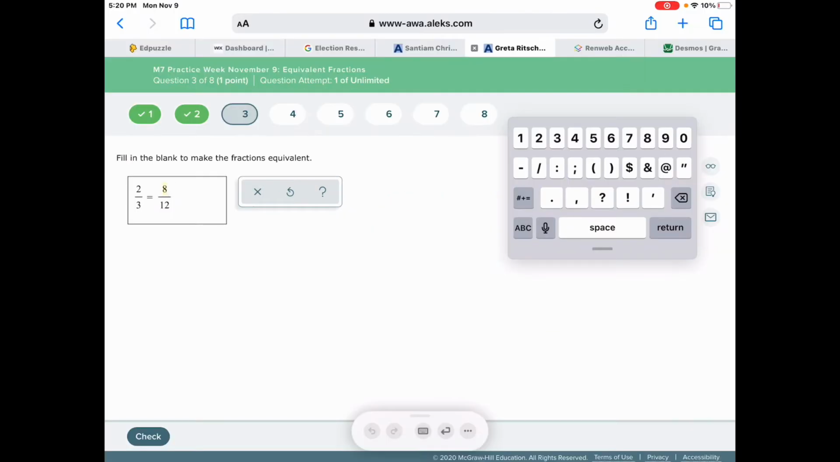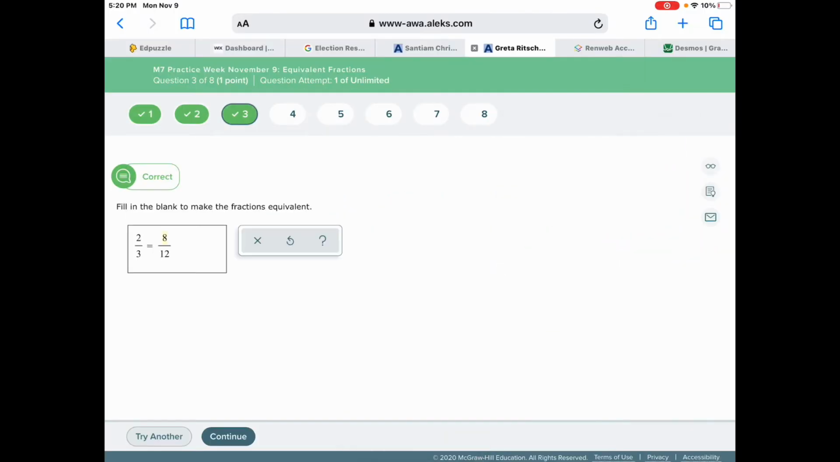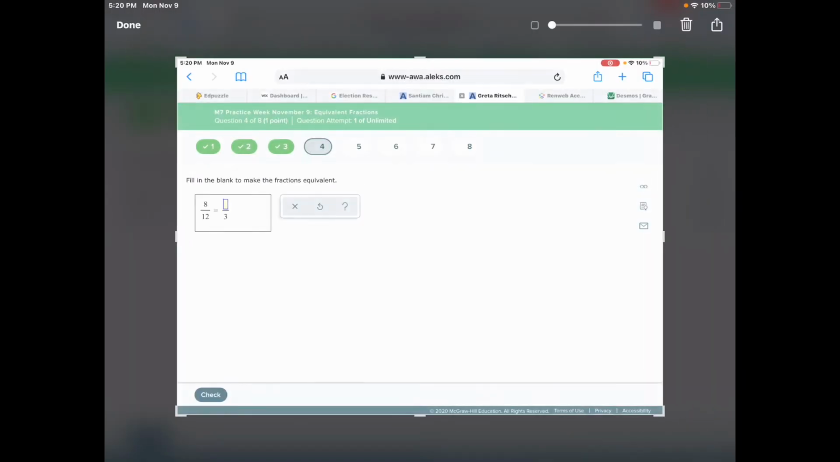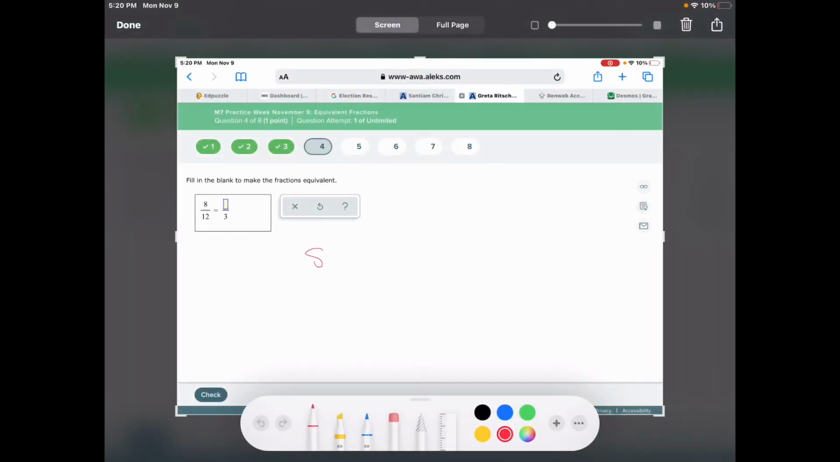Okay, very similar problems here. So let's talk about number 4. Here I have bigger pieces. This is the same problem backwards. I have 8 out of 12 pieces, and I want to instead talk about how many out of 3. So in this case, I am dividing by 4. 12 divided by 4 is 3, and so I need to do divided by 4 on the top, and 8 divided by 4 is 2.